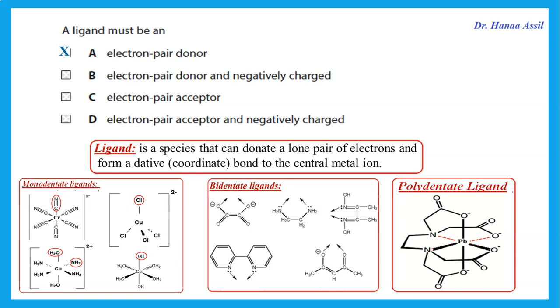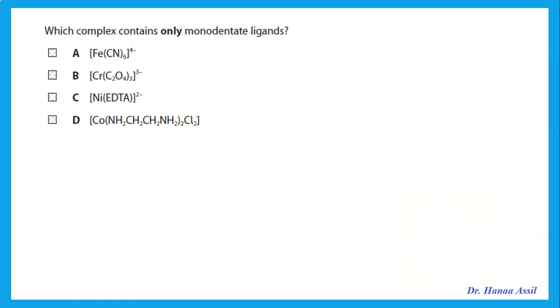A polydentate ligand is one that can form several dative bonds to the central atom. So that polydentate ligand is called EDTA. EDTA can form 6 bonds, 6 dative bonds to the central atom. So we say it is hexadentate or polydentate. So this question says, which complex contains only monodentate ligands? Which of these were monodentate?